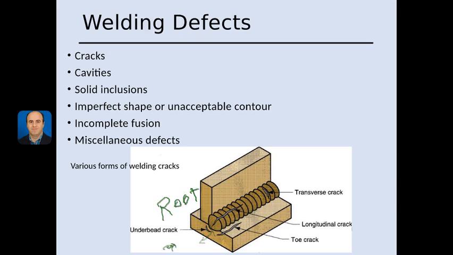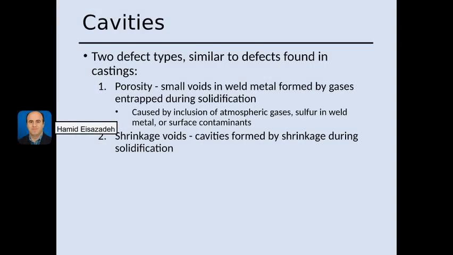First, look at the cavity defects that are present in the welding process. In the cavity, we have two types, and the first one is porosity. It is a small void that happens in the weld metal.